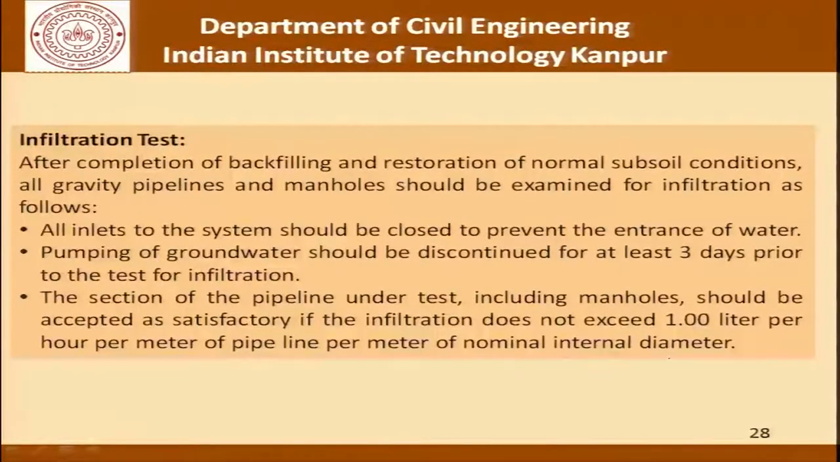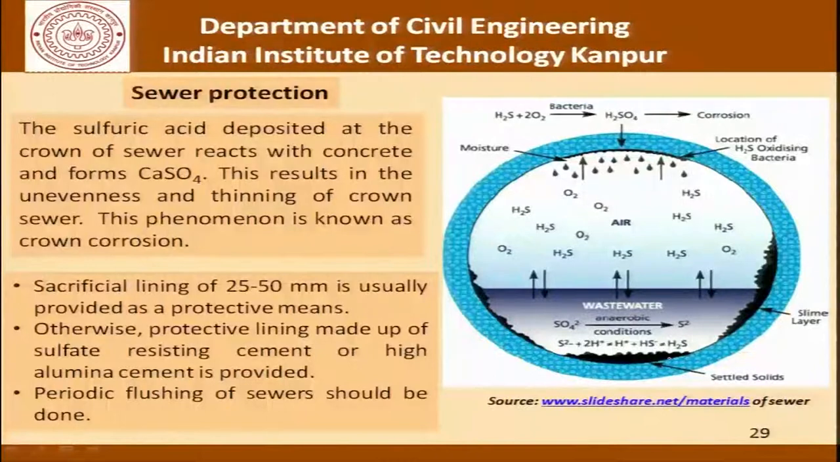As far as sewer protection is concerned, there are conditions where you would require that. The sulfuric acid deposited at the crown of the sewer reacts with concrete and forms calcium sulfate, and this results in the unevenness and thinning of the crown. This phenomenon is known as crown corrosion as far as pipelines are concerned. A sacrificial lining of 25 to 50 millimeters is usually provided as a corrective means. Otherwise, protective lining made up of sulfate resisting cement or high alumina cement is provided, and periodic flushing of sewers needs to be carried out.